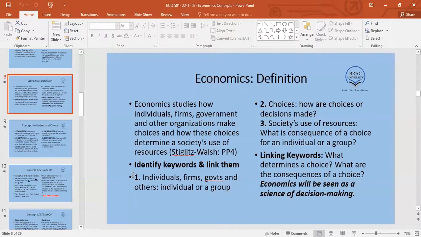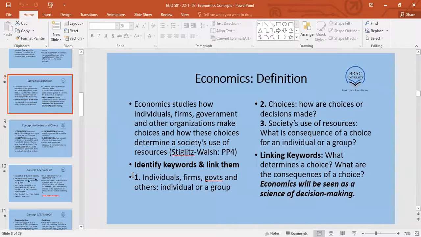That means how do these institutions make a choice? Once we make a choice, how does this choice influence all of us? That means my choice is going to influence myself. At the same time, it will influence others that I interact with. Where do I interact with those people? I interact with them in the market. What is a market? We'll discuss in part 2.